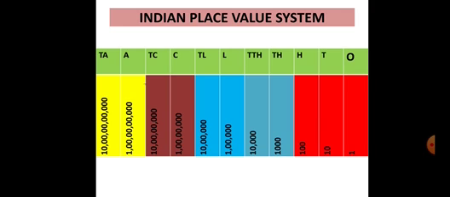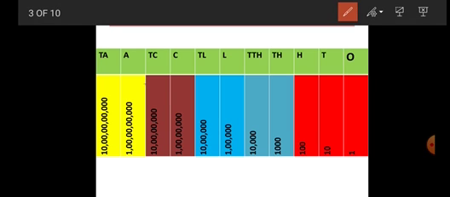Indian place value system. In this system, the place values are ones, tens, hundred, thousand, 10,000, lakh, 10 lakh, crore, 10 crore, arab, 10 arab. These are the smallest digit numbers.